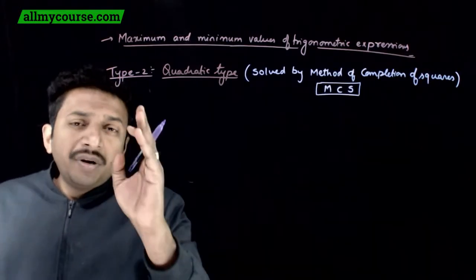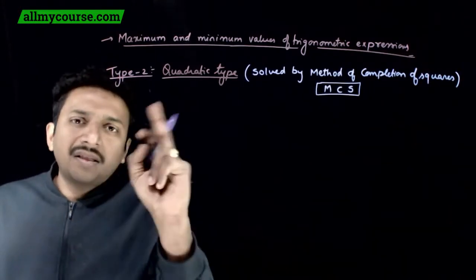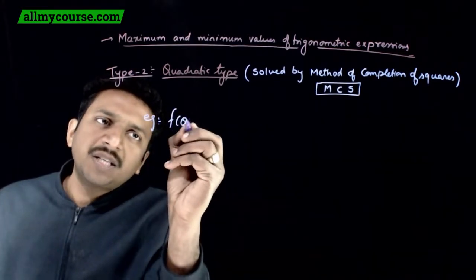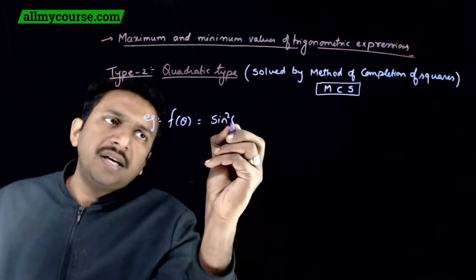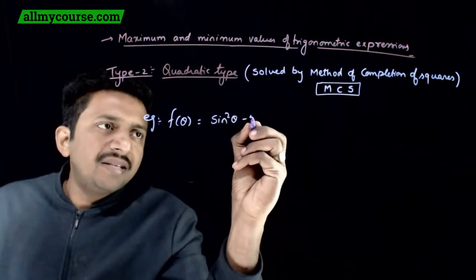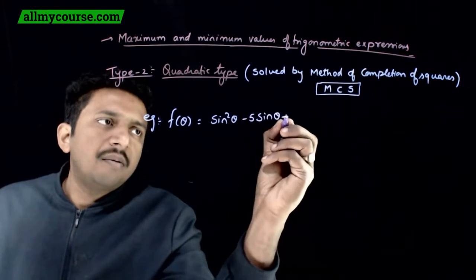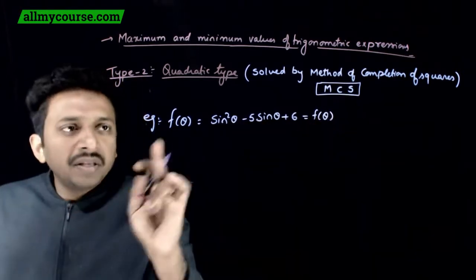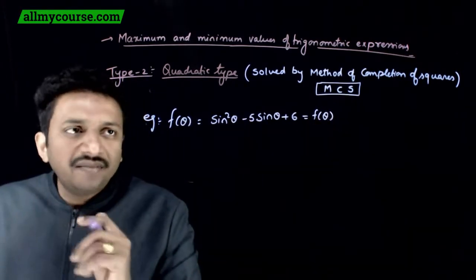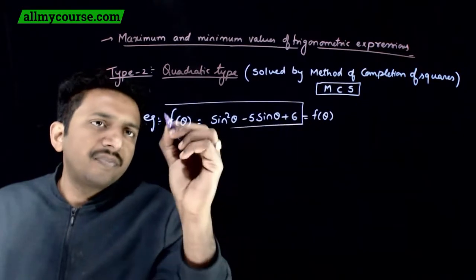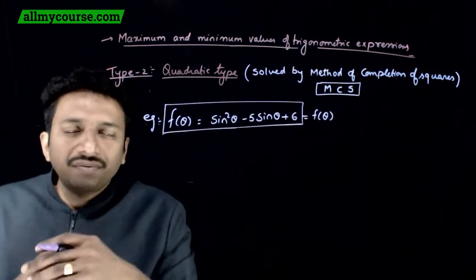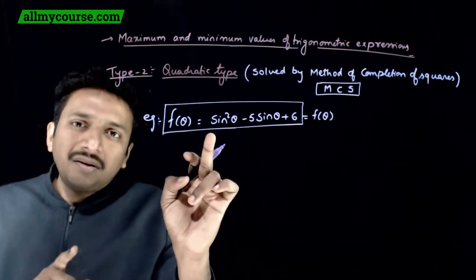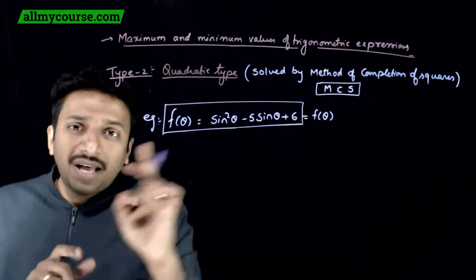So the next type of trigonometric expressions that we come across are the quadratic type expressions. For example, if you have a trigonometric expression sine square theta minus 5 sine theta plus 6 is equal to my f of theta. So f of theta is equal to sine square theta minus 5 sine theta plus 6, and you're asked to find the range of this expression. So this is an example of the trigonometric expressions of the type quadratic.